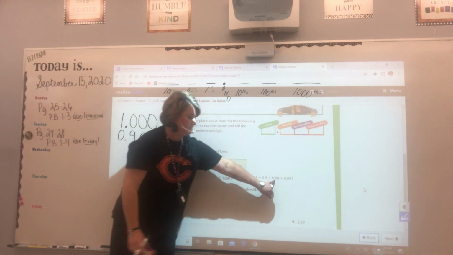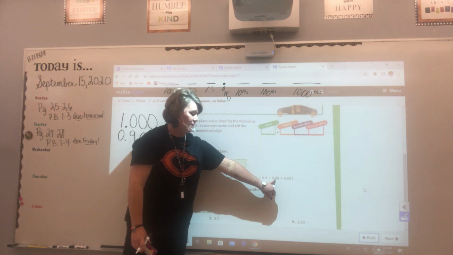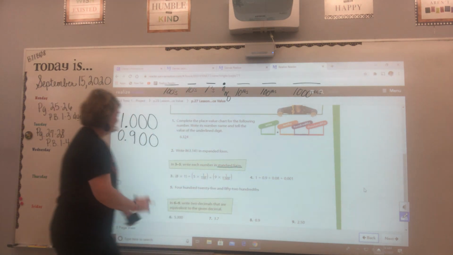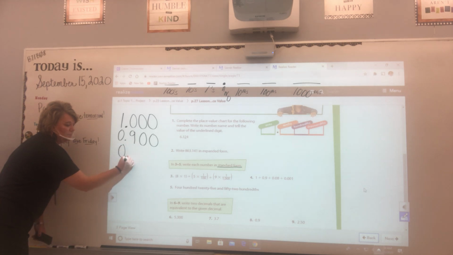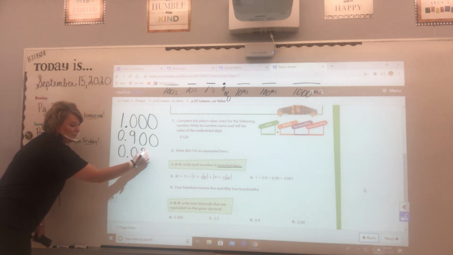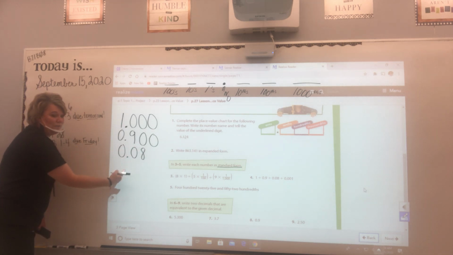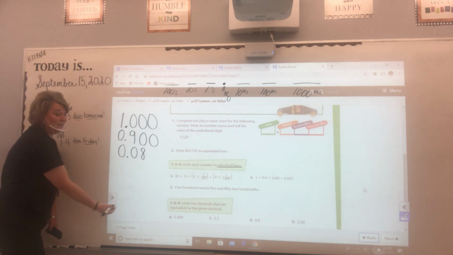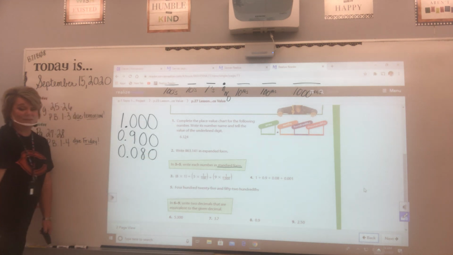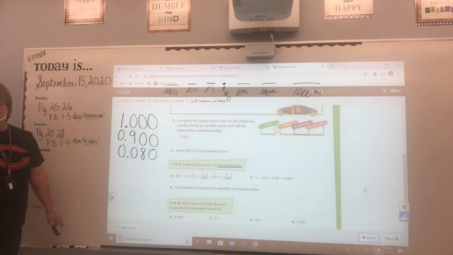What's my next number? 0.08. 0.08. And look, my decimals are all lined up. You need to write it just like me. And I'm adding a 0 at the end of that because I can. Ms. Caulfield gave me permission to do that yesterday.